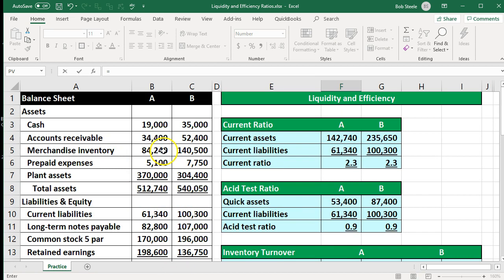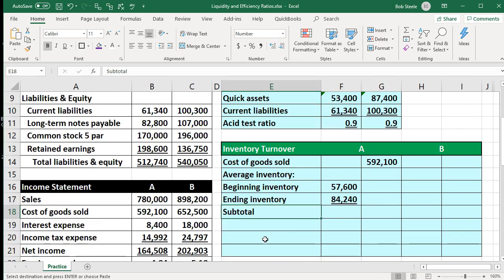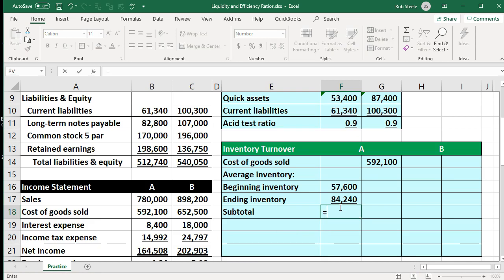So here's our merchandise inventory. It's going to be the 84,240. Then we will add those two up, and the sum of these two items is going to be 141,840. Then we're going to divide by 2 to get the average.